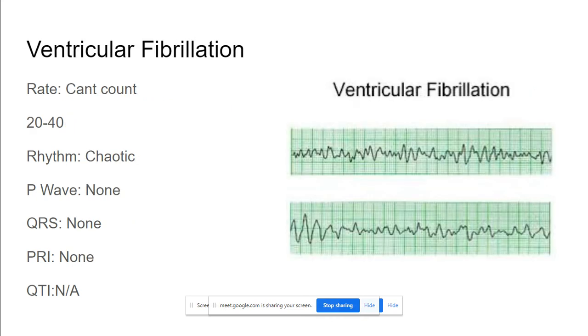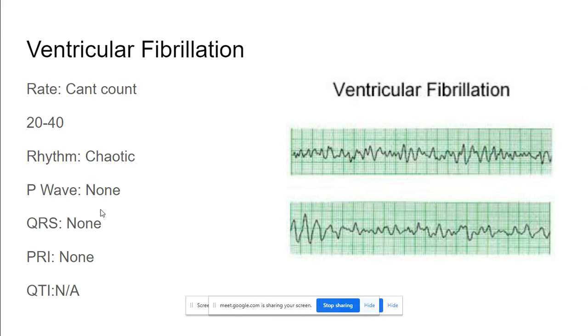Okay, this is one of my favorite ones. It's very easy to identify, and I've become really good at identifying VFib. So ventricular fibrillation, we had AFib, which is the atria just fibrillating. And this time the ventricles are doing that. So they're just doing this shaky, shaky stuff. Okay, it's a chaotic rhythm.